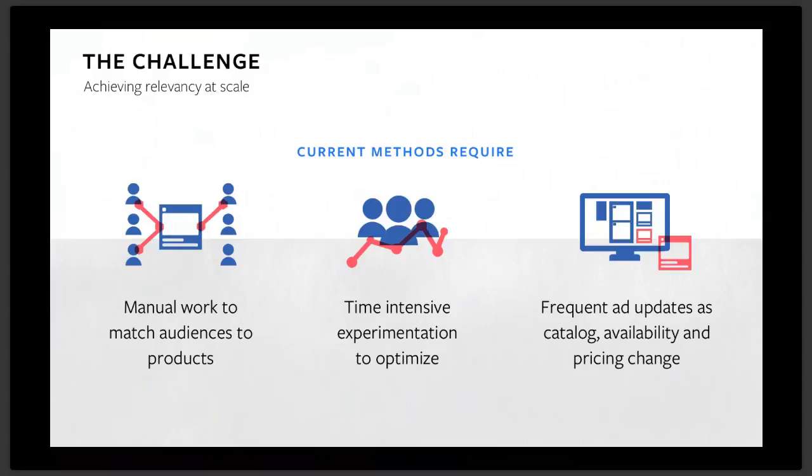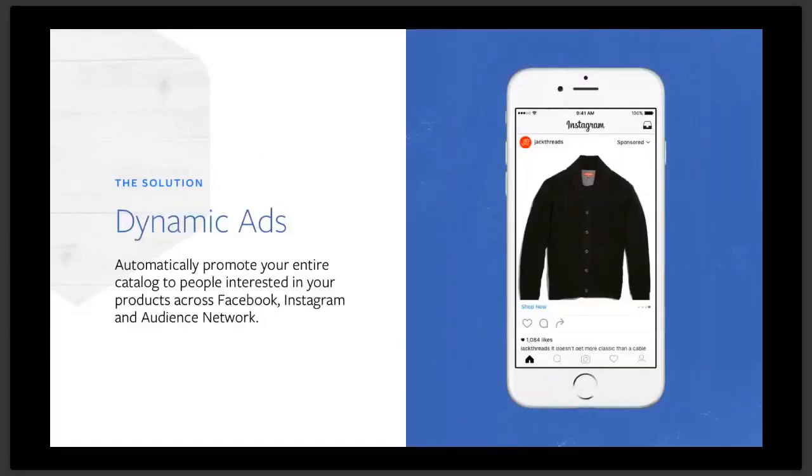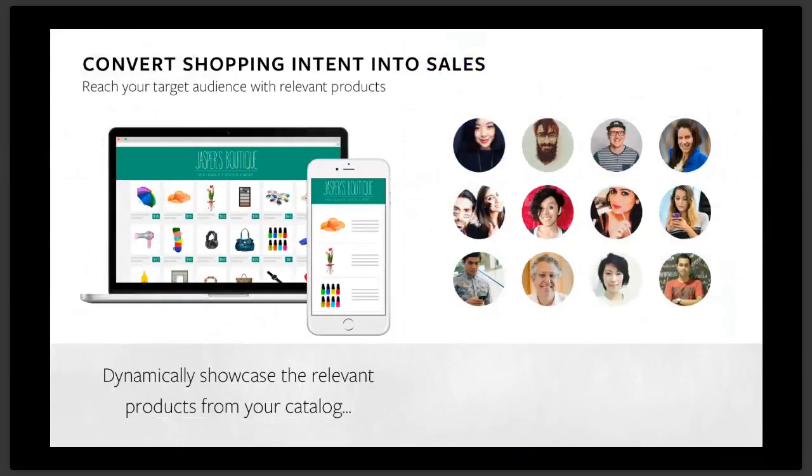So this is where the Facebook dynamic ad solution comes into play. With dynamic ads, you can capture intent signals to automatically promote relevant products from your entire catalog across Facebook, Instagram, and the audience network. You convert these intent signals into sales.